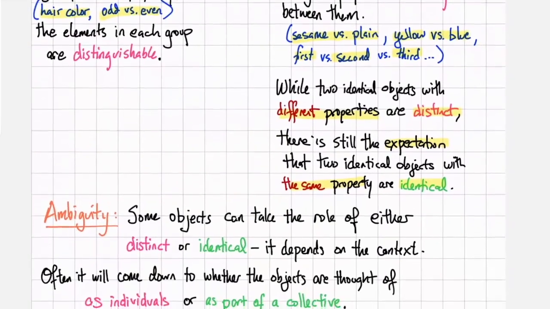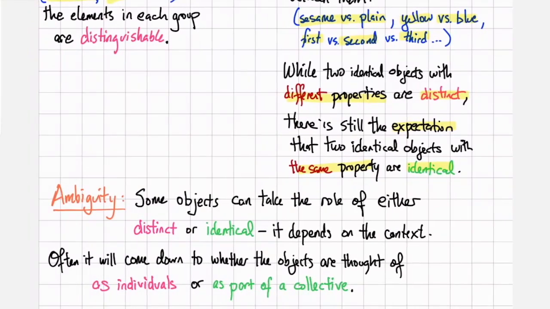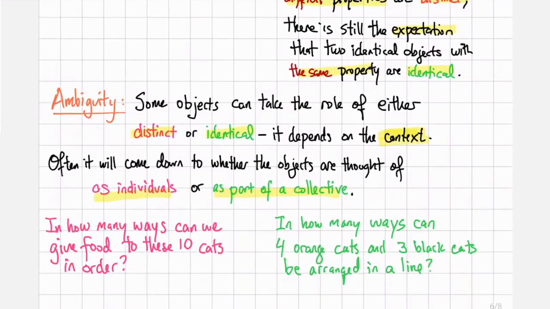It's worth mentioning that there's an ambiguity sometimes. Some objects can take on the role of either distinct or identical objects. It will depend on the context. Often it comes down to whether the objects are thought of as individuals or as part of a collective. We can see this in the following 2 examples.